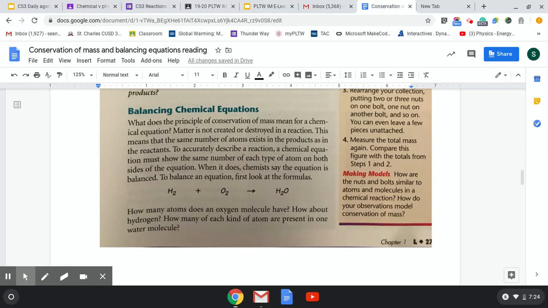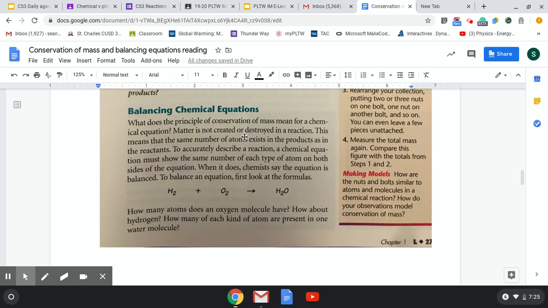Sometimes that's not the case, and then we have to balance them. So this next section is on balancing chemical equations. So what does the principle of conservation of mass mean for a chemical equation? Matter is not created or destroyed in a reaction. This means that the same number of atoms exist in the products as in the reactants. So let's stop and think about that. What they're saying is, if there's hydrogen on the reactant side, and there's two of them, then we need two of them on the product side. And if those numbers are not equal, we need to somehow make them equal, which we're going to get into.